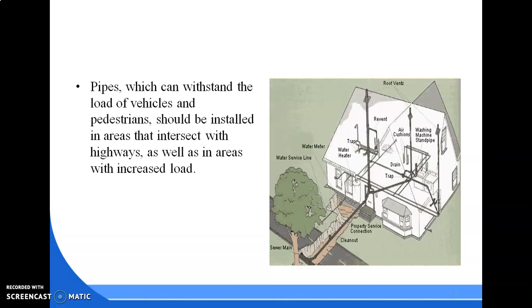Pipes which can withstand the load of vehicles and pedestrians should be installed in areas that intersect with highways as well as in areas with increased load.